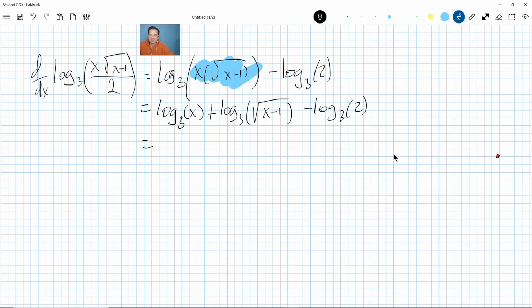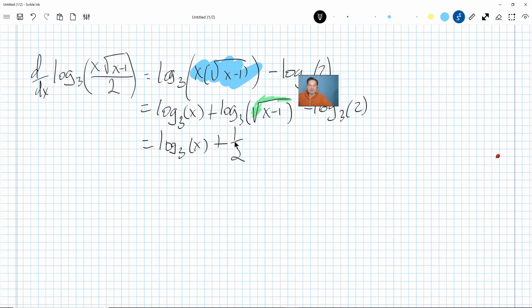One last move, you see this part right here, this part in green, that can be written as 1/2. So I can now write log base 3 of x, and because it can be written as 1/2, what I can do is I can just move it over and I can place it out here as 1/2 this way. So 1/2 log base 3 of x minus 1 minus log base 3 of 2 this way.